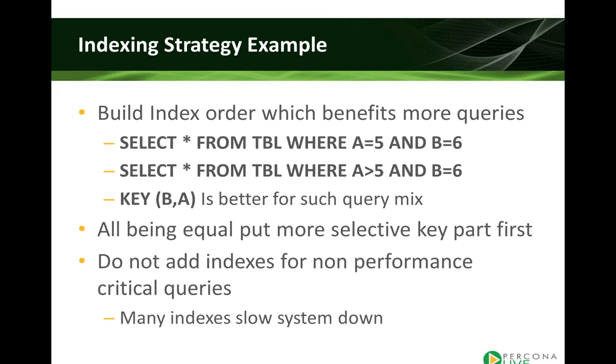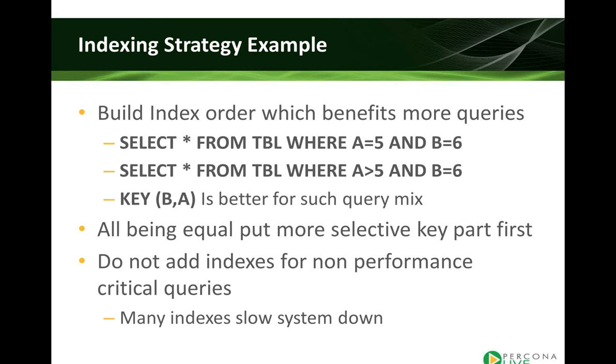Let's say we have two queries selecting from the table, one with an equality constraint on two columns, and the other with a range. In this case, by looking at those two queries at once, you can actually see and say, oh, a key in the order B, A is actually better for such a query mix, right? Because it can resolve the first query and it's also able to use both key parts for the second query. If you weren't looking at the query set at the same time, you may have chosen index A, B for the first query, and then you'd have to add another index for the second query to benefit from that.